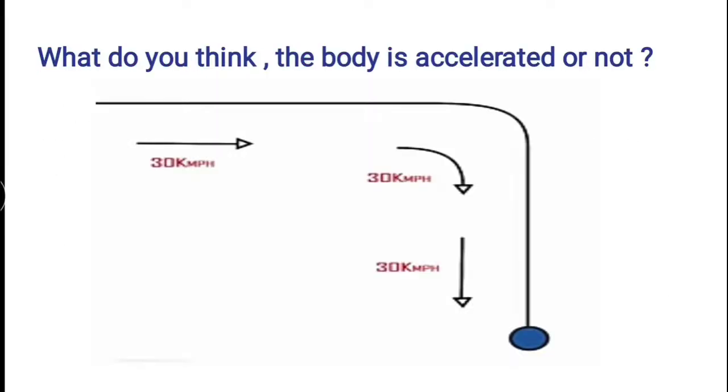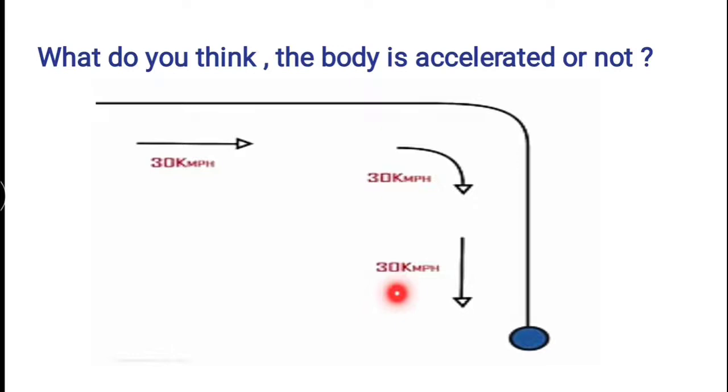Now here is an interesting problem for you. What do you think, is the body accelerated in this case or not? Here the body has a speed of 30 km per hour. Here again it has the same speed of 30 km per hour, and here again the same speed of 30 km per hour. Now what do you think, is the body accelerated or not? If you think the body is not accelerated, then you are wrong, because in this case the body is accelerated.